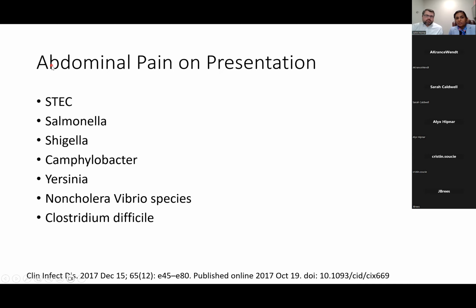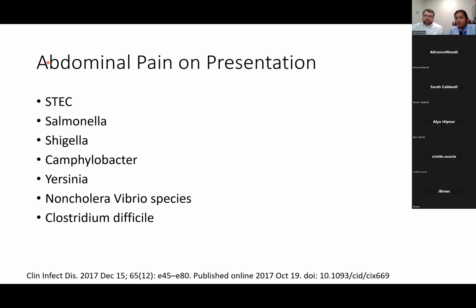And then here are some organisms that can cause really bad abdominal pain too. The important thing, this is kind of cool, Yersinia enterocolitis. Just for our ID doctors, we like this, it can mimic appendicitis. So you could have right-sided abdominal pain where you think it's appendicitis, but it's actually due to Yersinia infection. So something for all of us to think about.